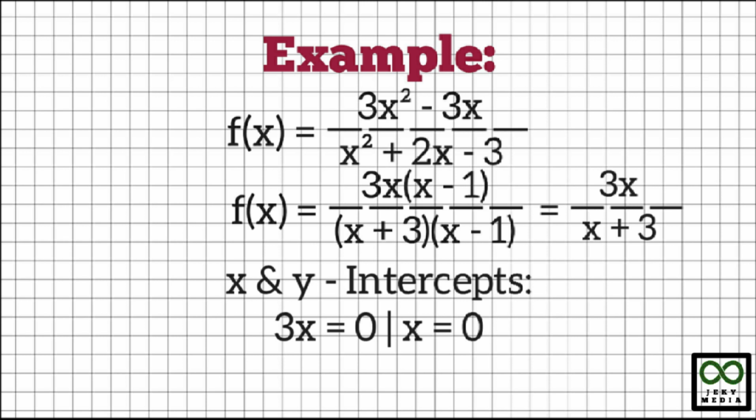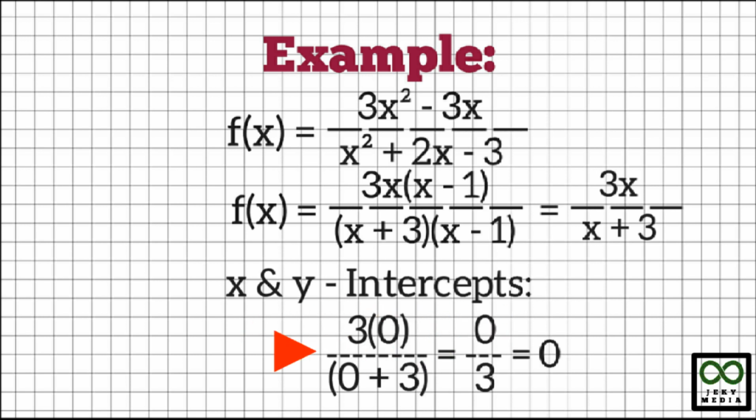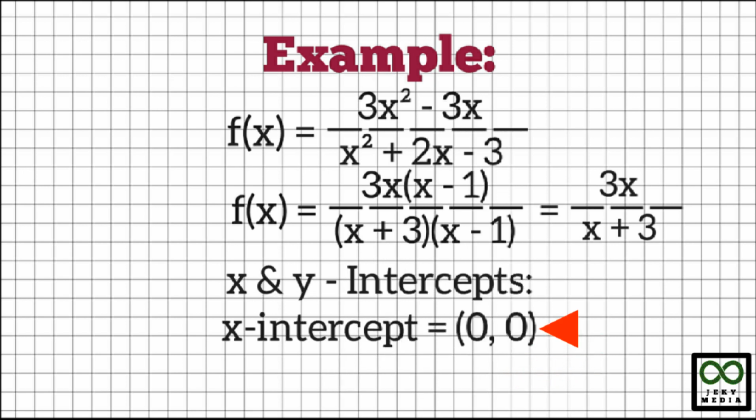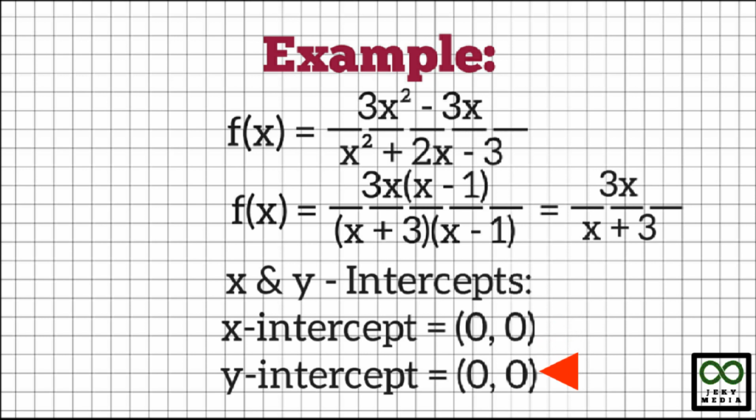Step 2. Let's find the x and y intercepts. To get the x-intercept, focus on the numerator of the simplified rational function, and equate it to 0. 3x equal to 0. Solving for x will give you x equal to 0. To get the y-intercept, substitute 0 for all the variables of the simplified rational function. 3 times 0, over 0 plus 3. 3 times 0 is 0. 0 plus 3 is 3. 0 divided by 3 equals 0. The x-intercept has the coordinate points 0, 0. And the y-intercept has the coordinate points 0, 0.